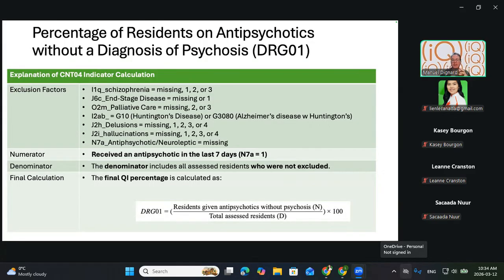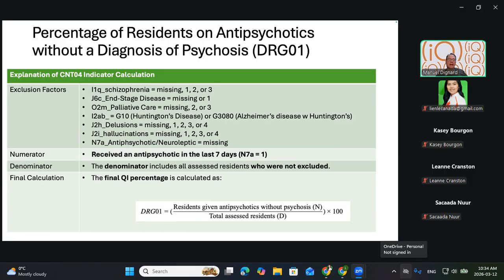Percentage of residents receiving antipsychotic medications without a diagnosis of psychosis. So this indicator has received a lot of attention across the sector because it reflects a key area of quality and safety, and it's looking at appropriate use of those high risk medications.